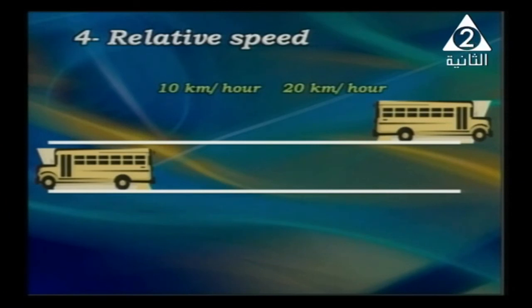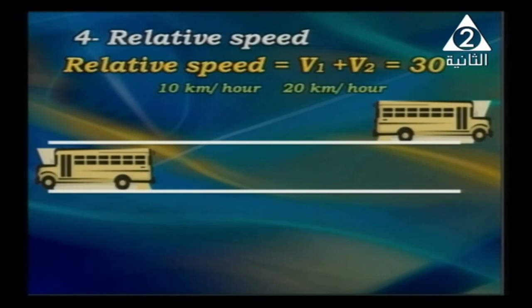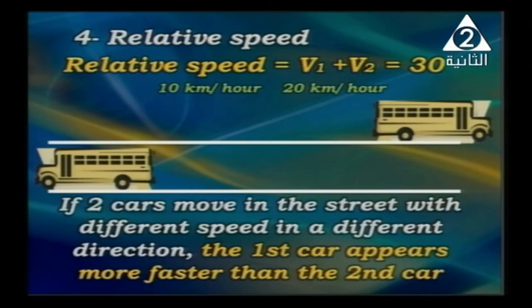So we have 10 kilometers per hour and 20 kilometers per hour in opposite directions, so we have the total of them. V1 plus V2 equals 30 kilometers per hour. What does it mean? If two cars in the street move in different directions with different speeds, the first car appears faster than the second car in all cases. So this is about relative speed.